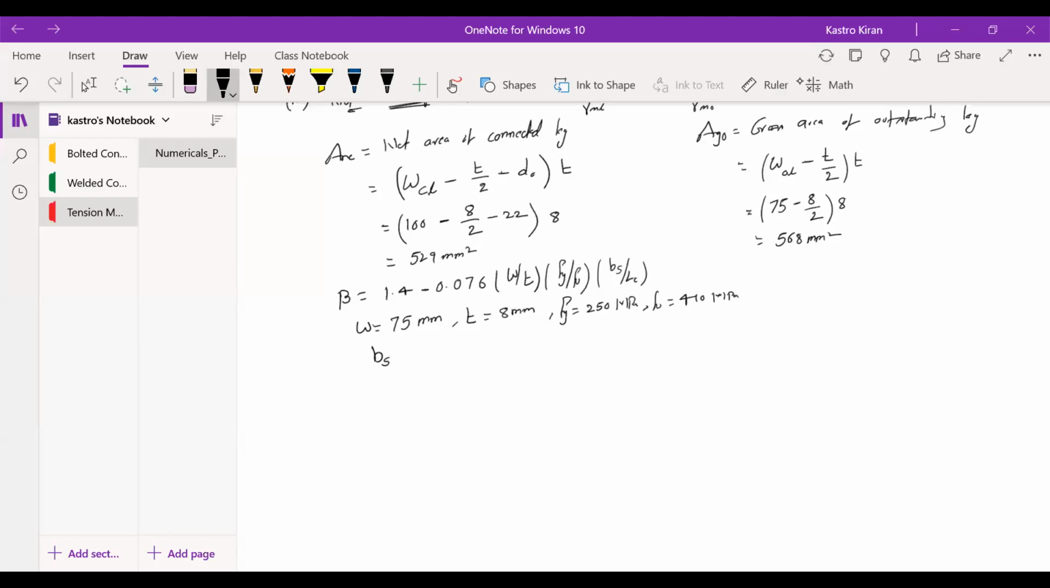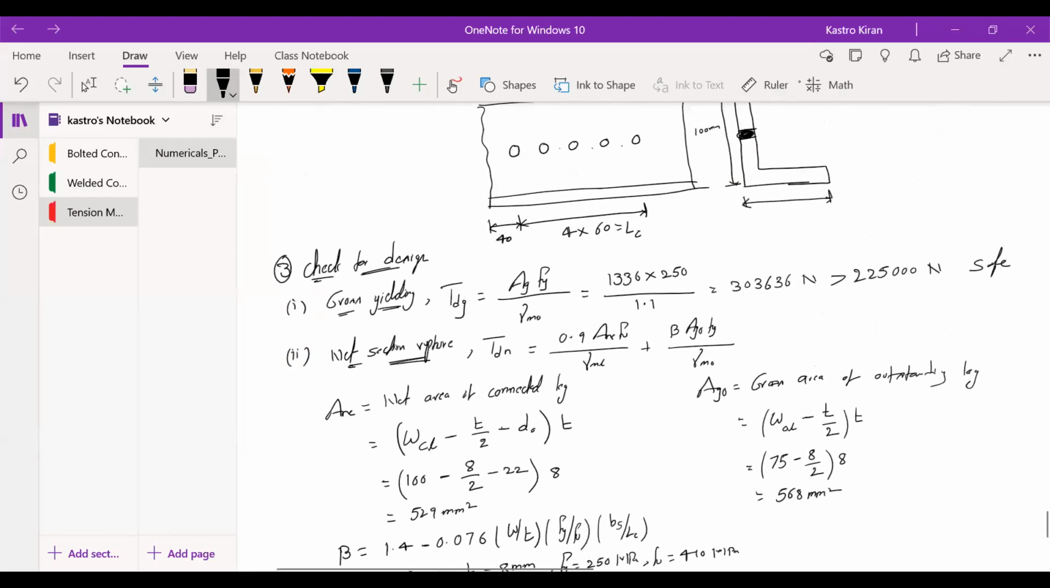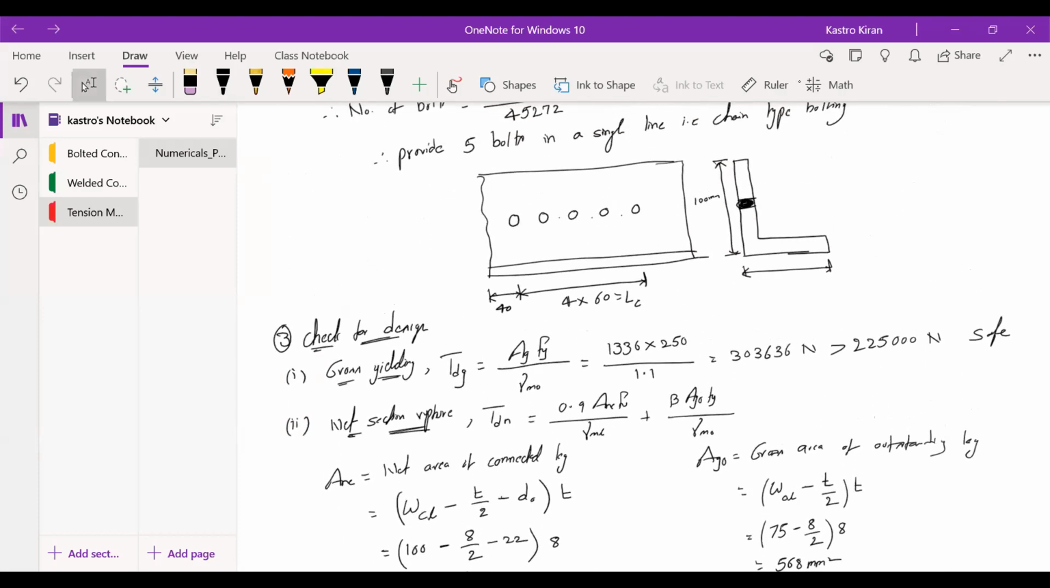Since we are providing a bolted connection, the value of Bs is taken as W plus Wi minus T, or WL, anything is okay. So W plus Wi minus T. What is W? Width of outstanding leg. Now what is Wi? That's the key thing. Here we don't know which part is getting failed. Is it the top portion that is failing, or the bottom portion? That we don't know. So we have to assume one part which is failing.